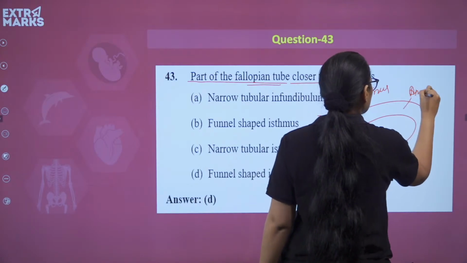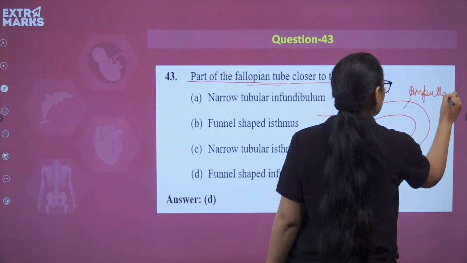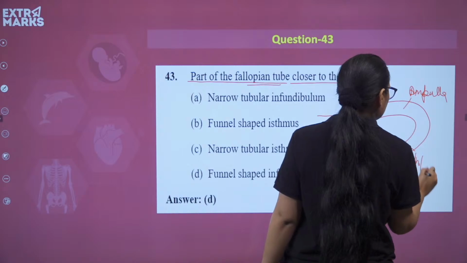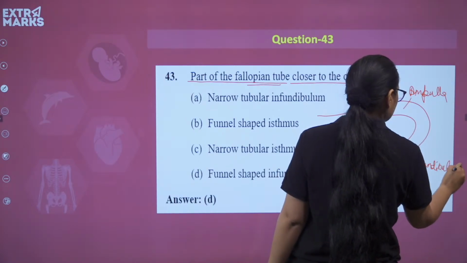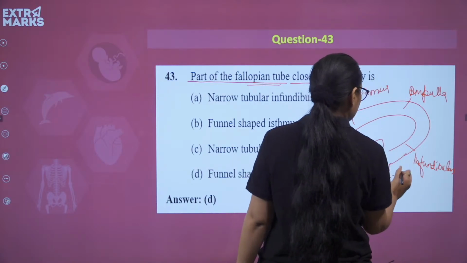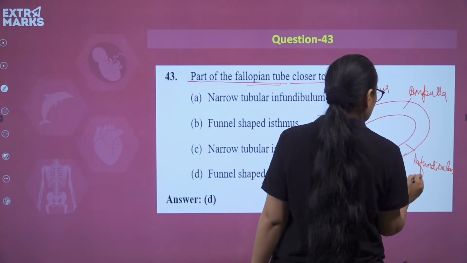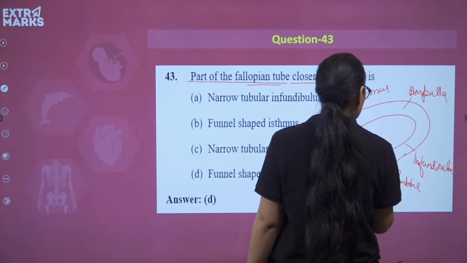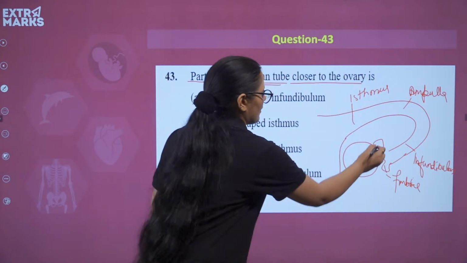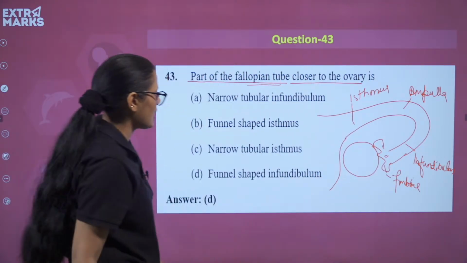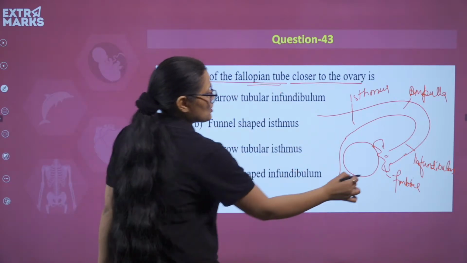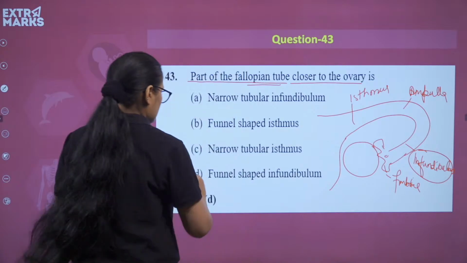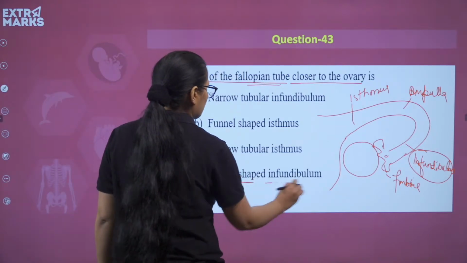ampulla, infundibulum, here you have fimbriae that is holding your ovary, there is ostia. So what is closer to the ovary is your funnel shaped infundibulum. So the answer would be funnel shaped infundibulum.